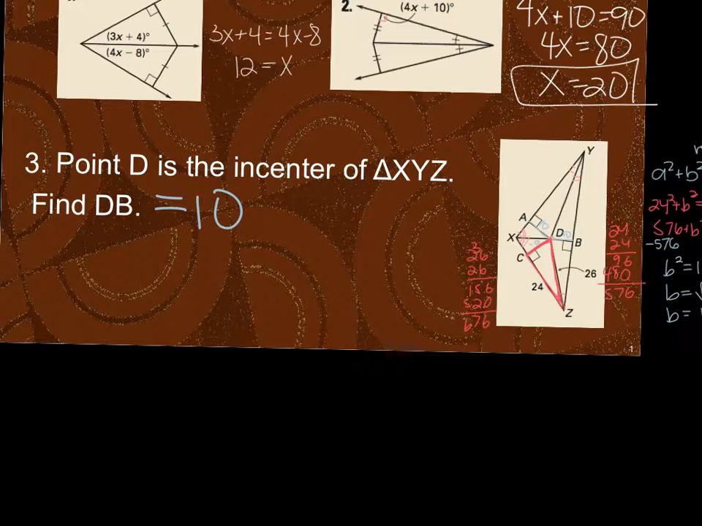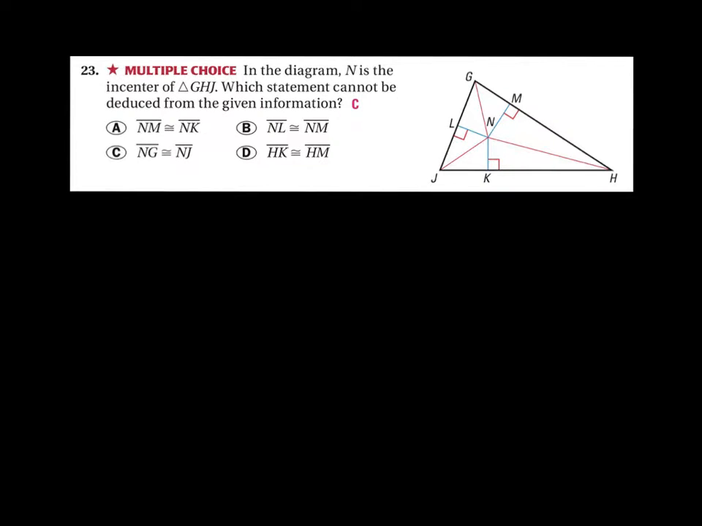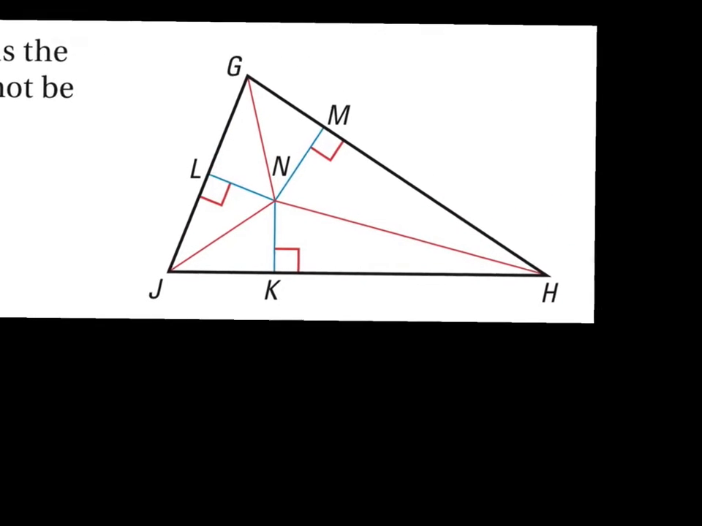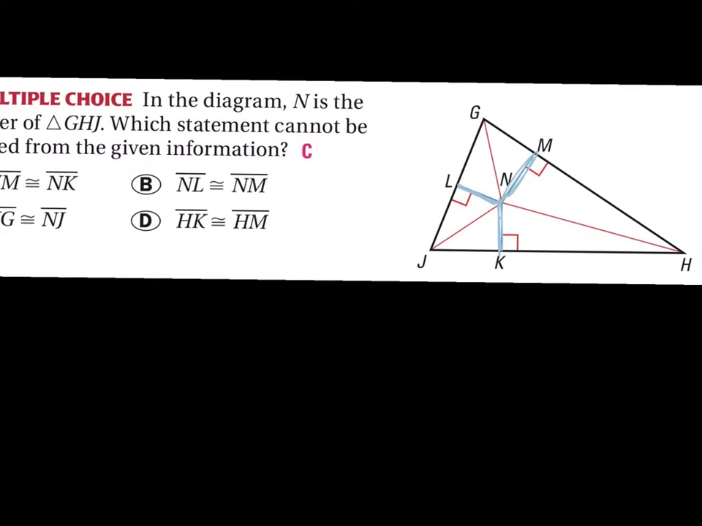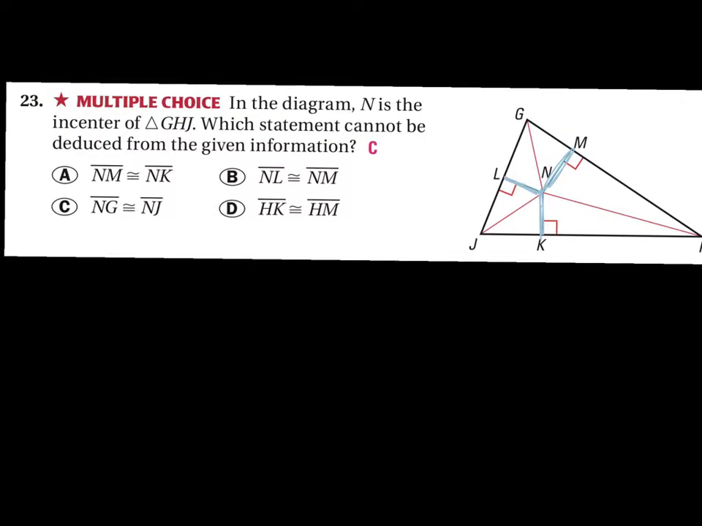All right, so flip to the homework I did. All right, so 23 said in the diagram, N is the in-center of triangle GHJ, which segment cannot be deduced from the given information. So if I look at my triangle, if it's the in-center, it means that it's the meeting of the angle bisectors, and all of the blue segments would be congruent. So NM would equal LN would equal KN, which was one of these, right? It says that NM equals NK. That's true, so I can rule that one out. NL equals NM. That's true, so I can cross that one out.